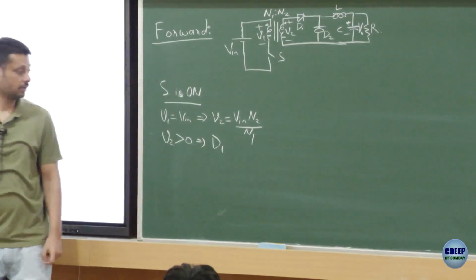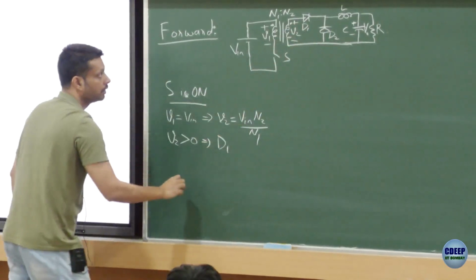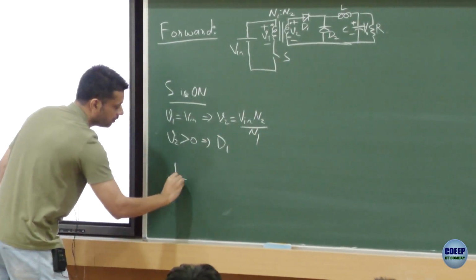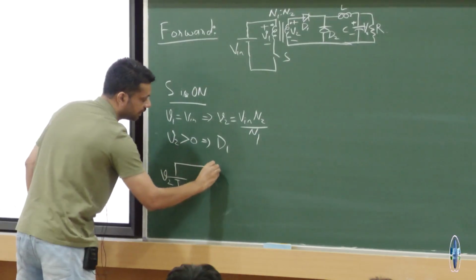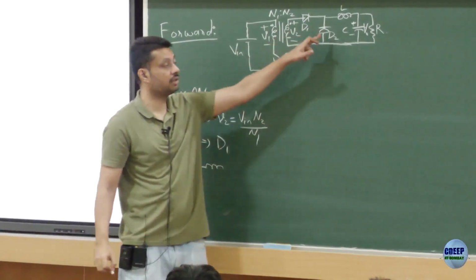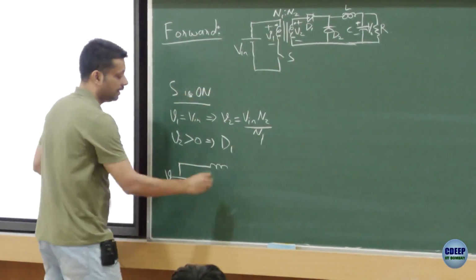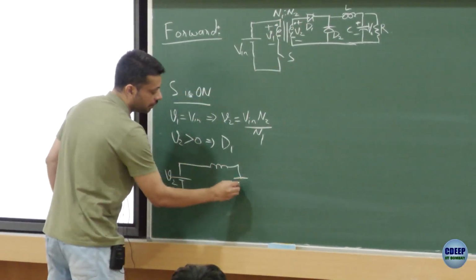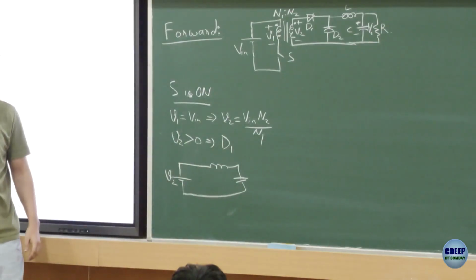Fine, right? If D1 conducts, if you see the equivalent circuit of the output, it would look something like this. You have a voltage source V2 and then the diode is conducting. If D1 is conducting, D2 is reverse biased because this voltage appears here, and you have an inductor and output capacitor. This is how the circuit would look.